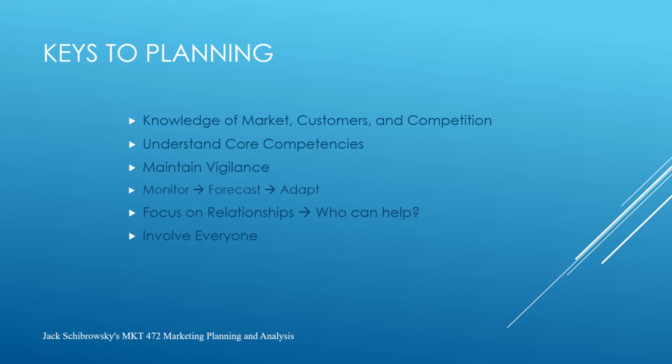If not, we're going to want to make some adaptations to the existing plan to see if we can hit them going forward. Focus on relationships, especially in terms of who can help with the market planning process, who has information that we need, and who has the ability to see the overall picture rather than simply each individual small picture. Try to involve everyone in the planning process. I'm a big believer in that, of course.